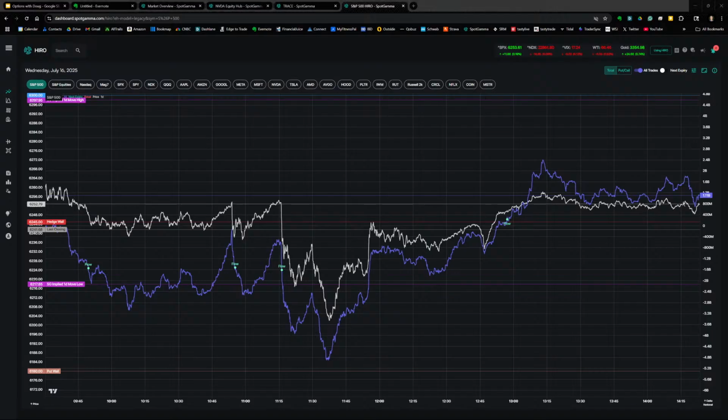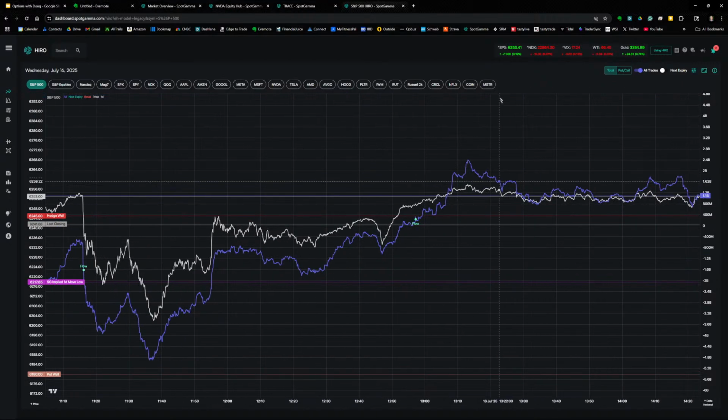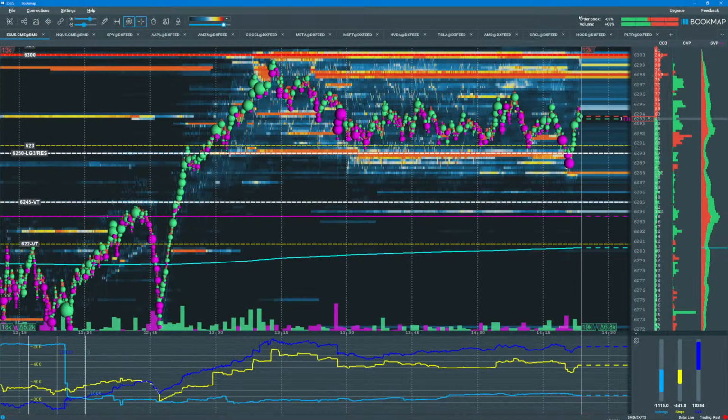Just quickly, this is the index signal. So this is showing the S&P 500 index signal. Choppy, but overall pretty flat. All right, so let's go to Bookmap.